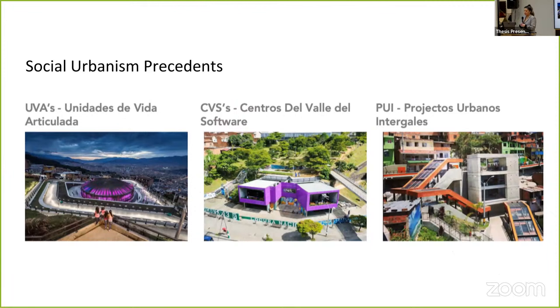Here are some examples of what that's like. So these UVAs, or unities of articulated life, are specifically designed to serve the community, to bring access to technology, access to maker spaces, access to education, and also to provide multiple opportunities for young people to engage in sports, so that they are not leading their lives in other directions. So it's just providing a really holistic, comprehensive opportunity of access, regardless of the socioeconomic status of the community. So that's the main focus.